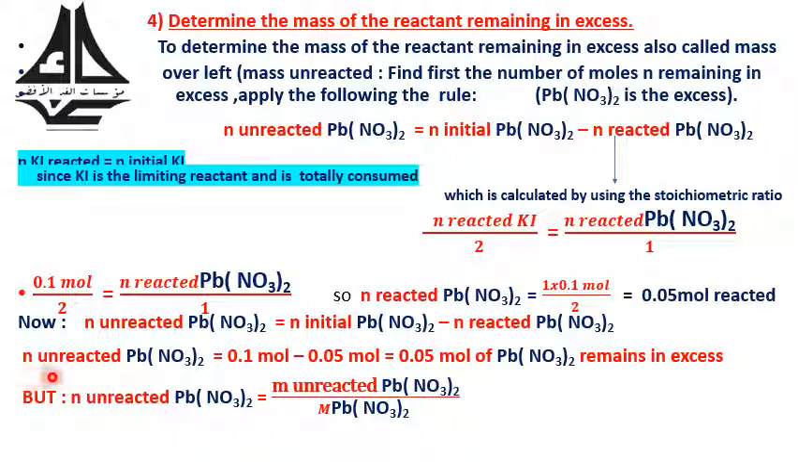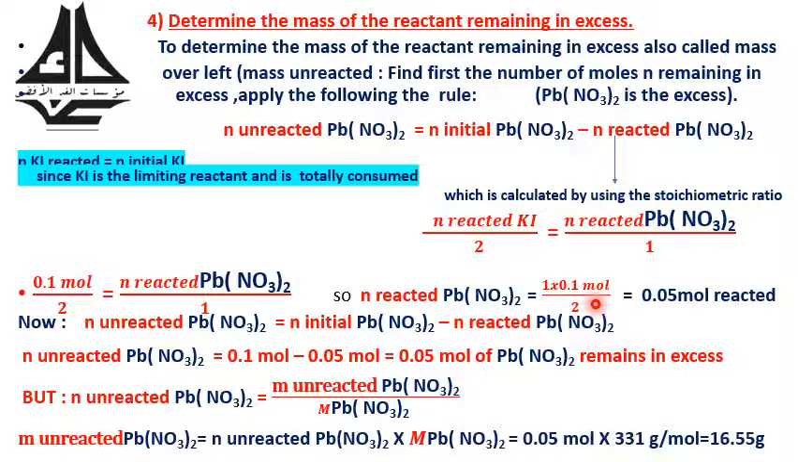Now, when we have found the number of mole unreacted of Pb(NO3)2, we can find the mass by applying the formula number of mole equals mass over molar mass. So the mass of unreacted Pb(NO3)2 equals number of mole unreacted of Pb(NO3)2 times the molar mass, equals 0.05 mole times 331 gram per mole equals 16.55 gram. And the molar mass of Pb(NO3)2, we have found it in the previous slides.